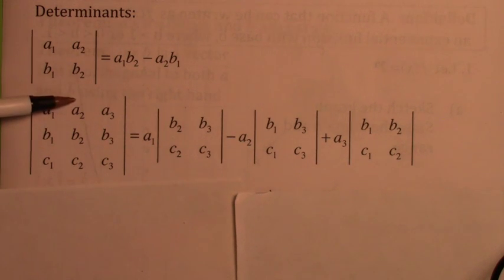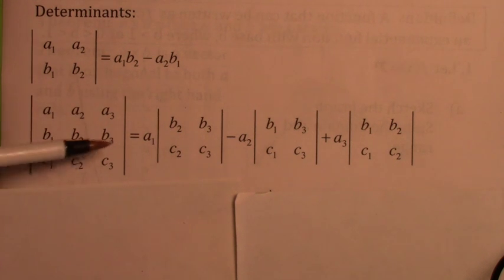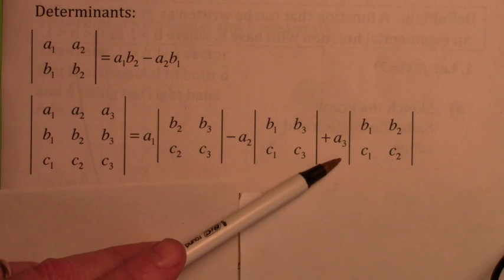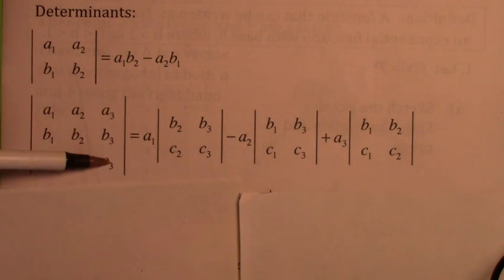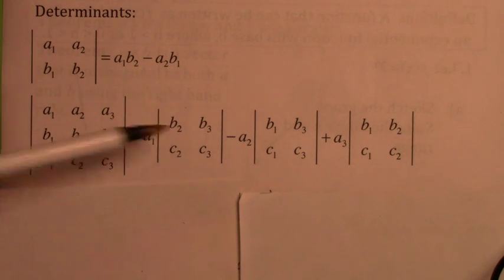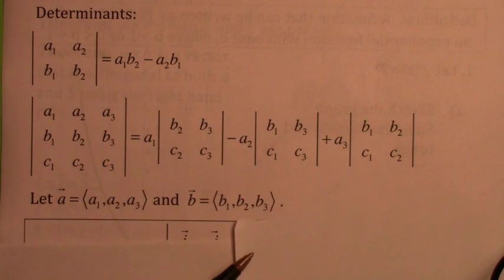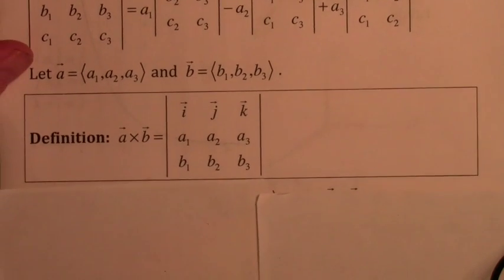That's built into the definition, so don't forget to put that there. Minus A2 times the 2 by 2 determinant you have when you take out the column and row of A2. So you get B1, B3, C1, C3. And then it's plus A3 times the 2 by 2 determinant when you take out the column and row of A3, B1, B2, C1, C2.